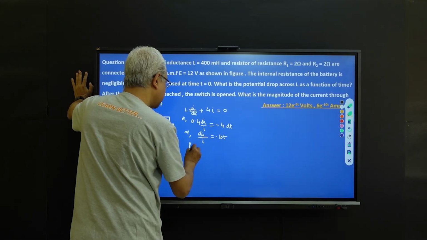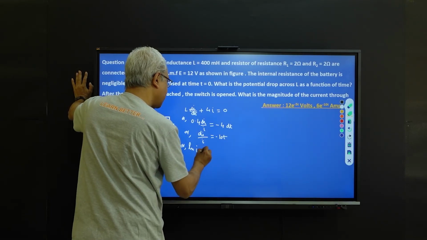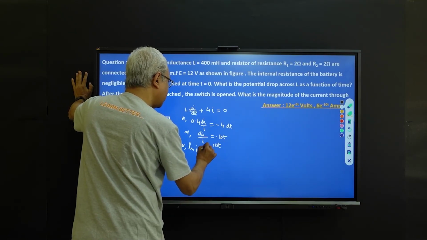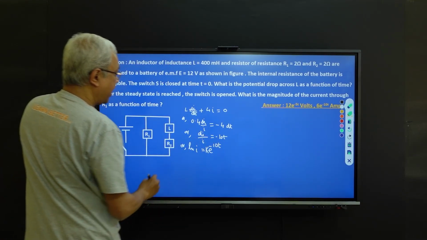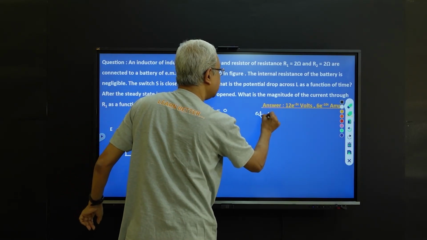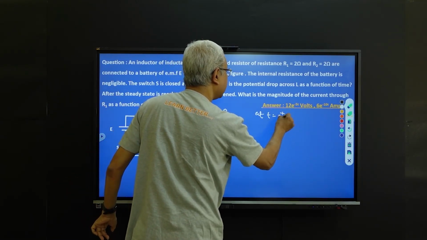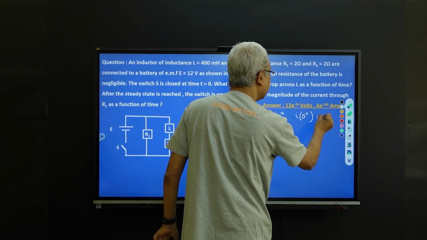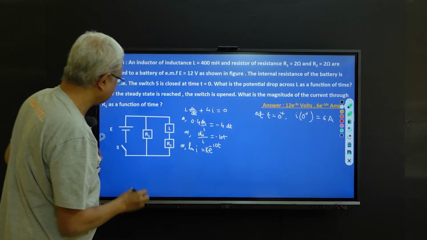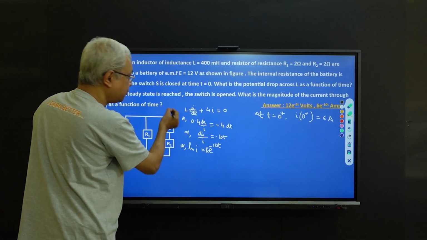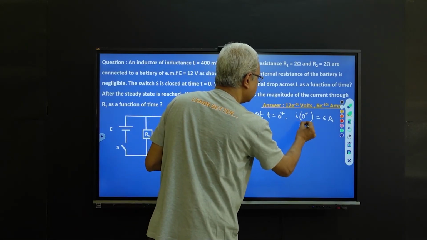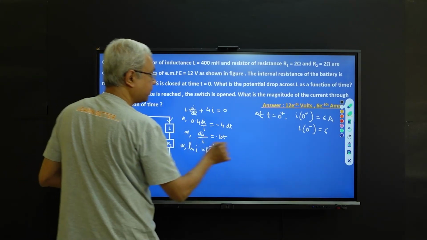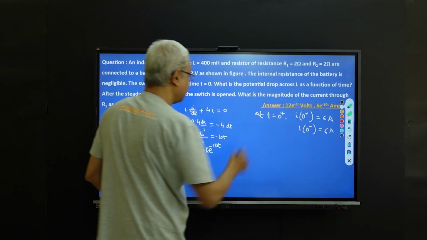So ln I is equal to minus 10t plus some constant of integration k. At t equal to 0 plus, I is 6 ampere, because just before the switch off, the current through this particular branch was 6 ampere. That's why it is 6 ampere.